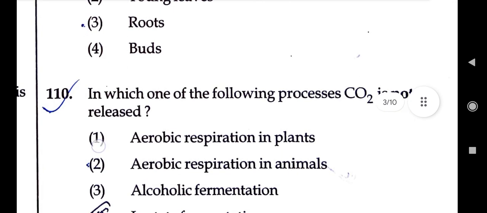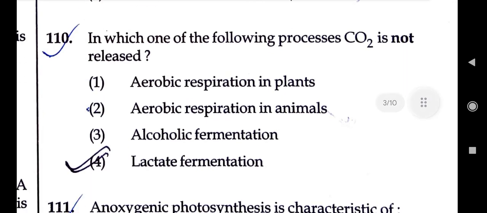Okay, students. Question number 110. In which one of the following processes is carbon dioxide not released? So option four is the correct option, lactate fermentation. Lactate fermentation does not produce carbon dioxide. Okay, carbon dioxide isn't released.